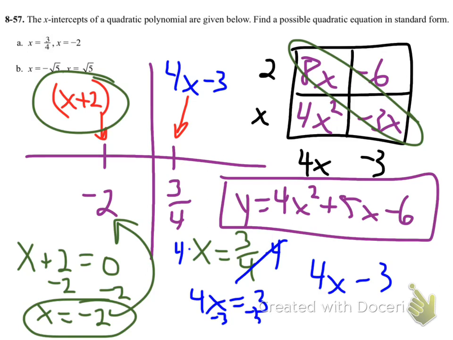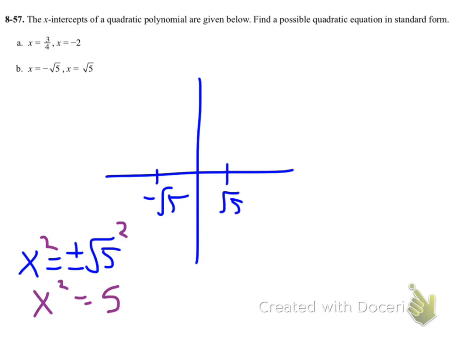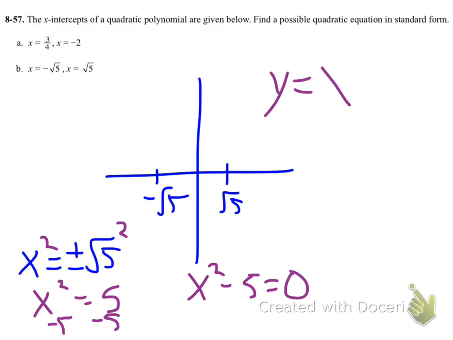For problem B, I'm going to do something very similar. So again, if I think of a graph, I have positive square root of 5 and negative square root of 5, which means that x equals plus or minus the square root of 5. Well, if I want to solve that, I'm going to square both sides. So now I have x squared equals 5. And I'm going to subtract that 5 from both sides. And I get x squared minus 5 equals 0. And that is now going to be my equation. Y equals x squared minus 5 for problem B.